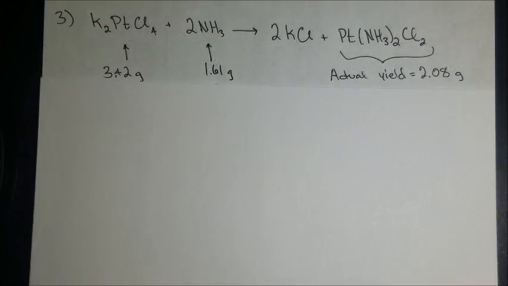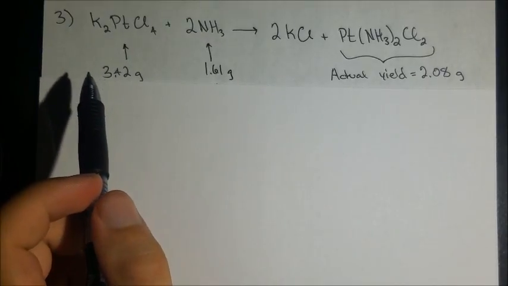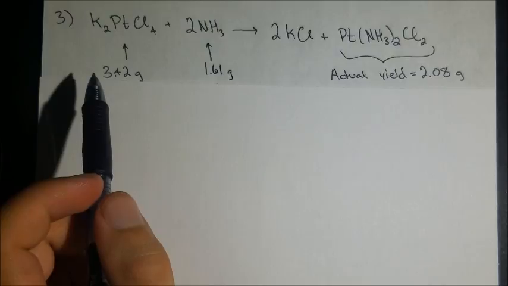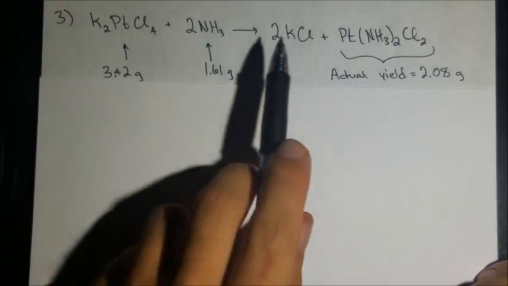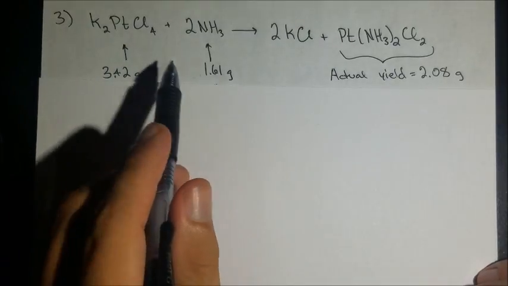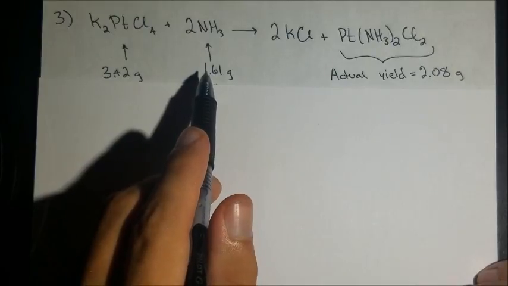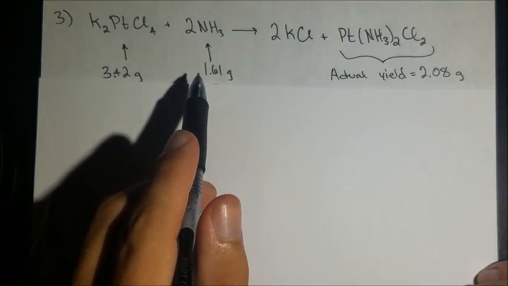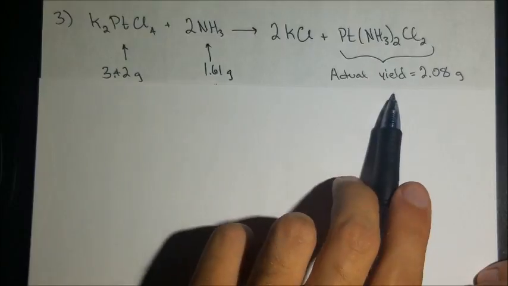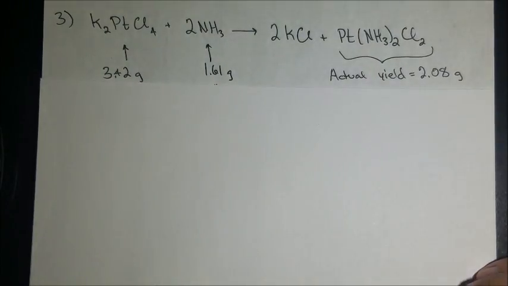Okay, so man, that was really fast. But we're going to take it a little bit slower here for number 3. For this one, we have this reaction here, and that's given to us in the problem. And we've got masses of each of our reactants, and we're asked to determine what our percent yield is. And so in order to do that, we're also given the actual yield of the product that we're interested in.